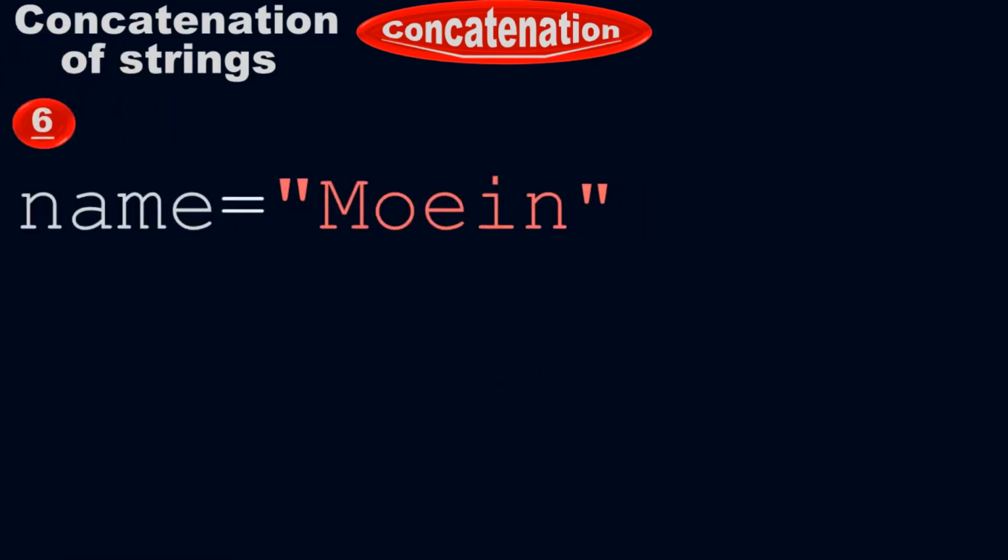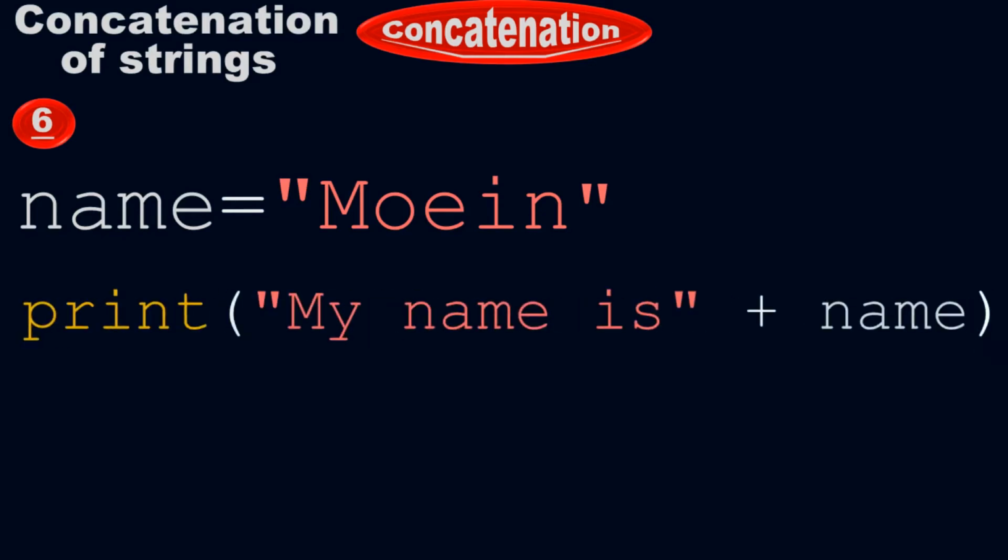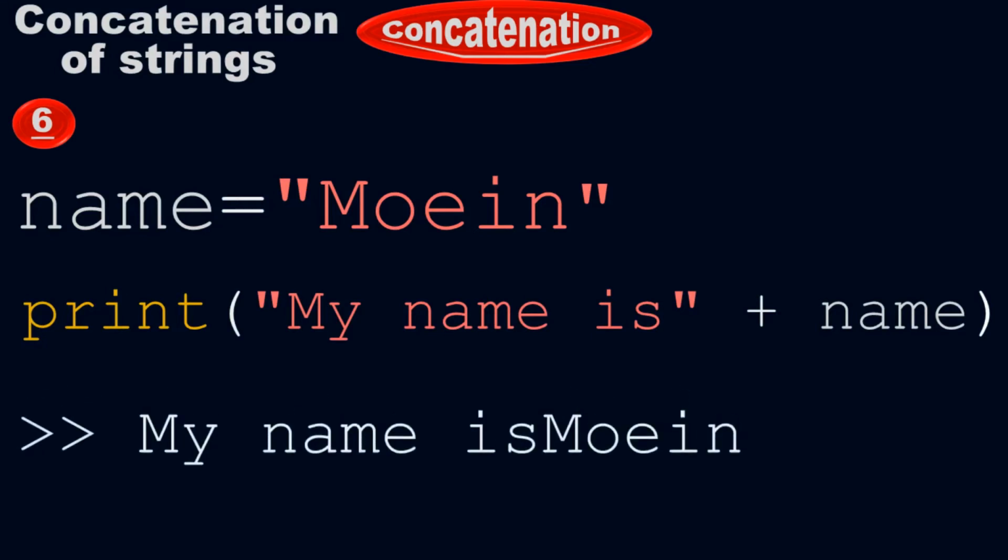Example number 6. Name equals to Moein. Print my name is plus name. You will get an output, my name is Moein. Here I will do the concatenation process somehow in a different way. For example, I put a variable name which equals to Moein inside the quotes, and then when I print my name is plus name. What is name? Name is the name of this variable. I just gave the name which equals to Moein. The value of this variable is Moein inside the quotes. So in output I'm going to get my name is Moein.